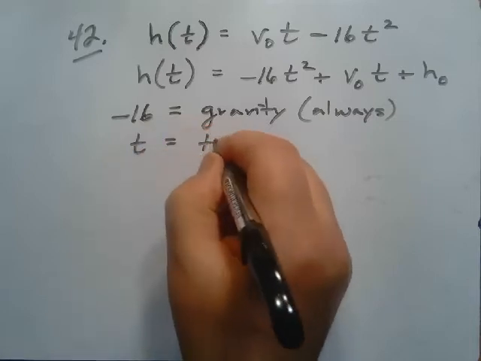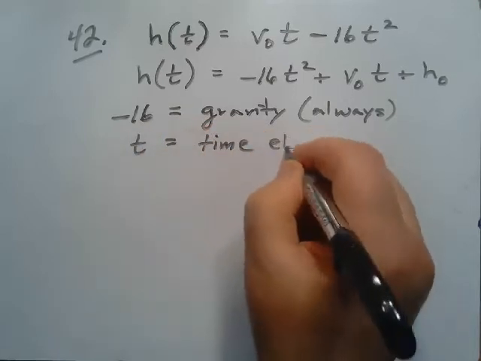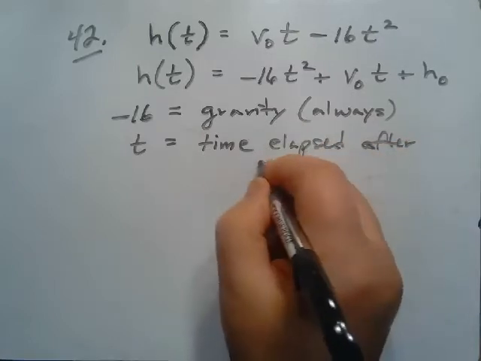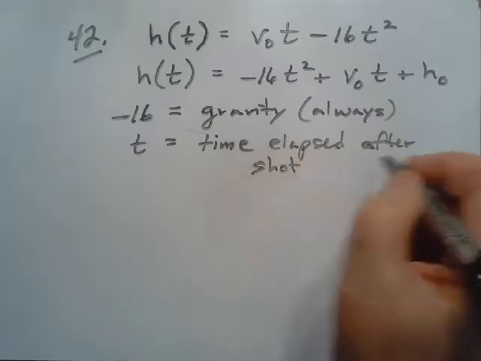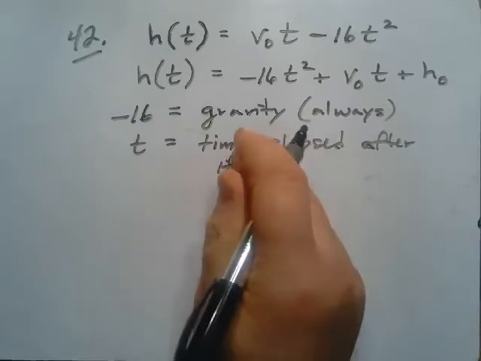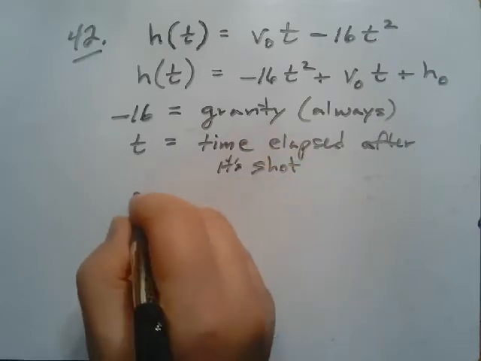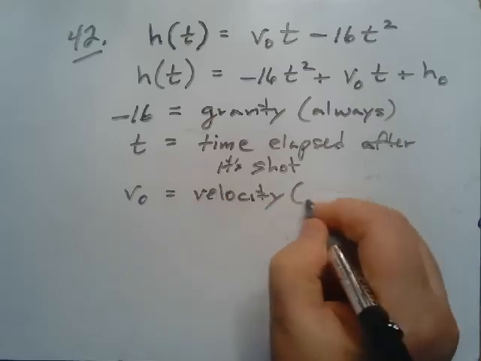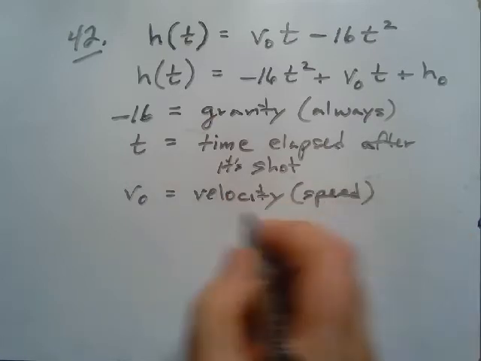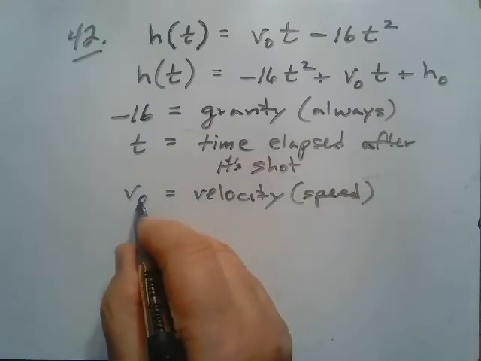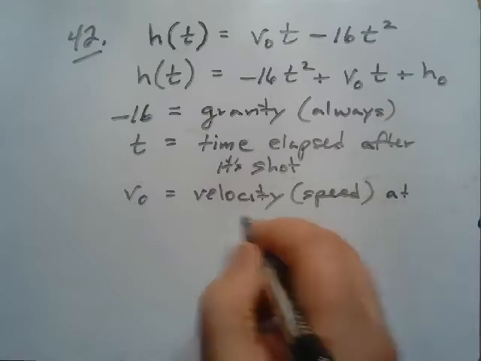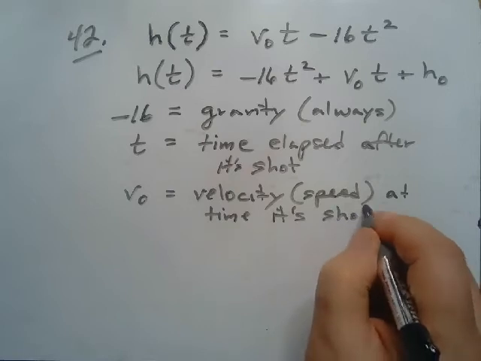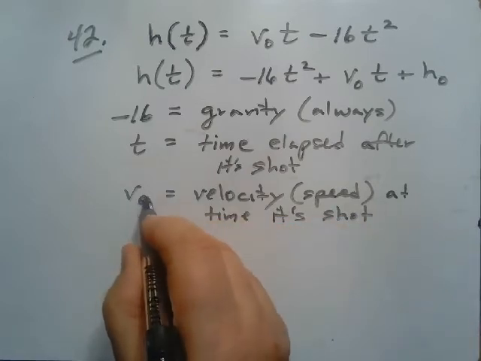T is the time elapsed after something is shot off or thrown or whatever, after it's shot. V sub o stands for velocity, or that's speed. Velocity is speed. And the 0 here, that's not an O, it's actually a 0. The velocity at the time it's shot off or launched. When the clock starts, what's the speed initially?